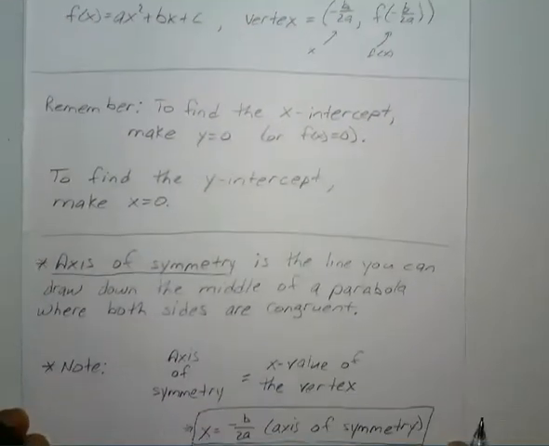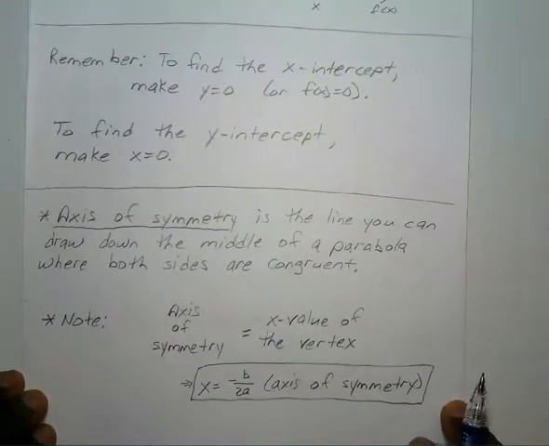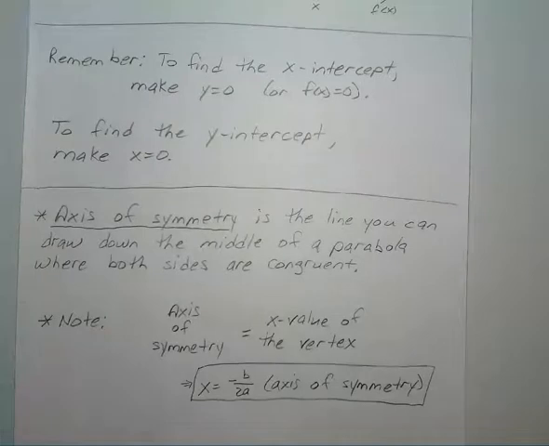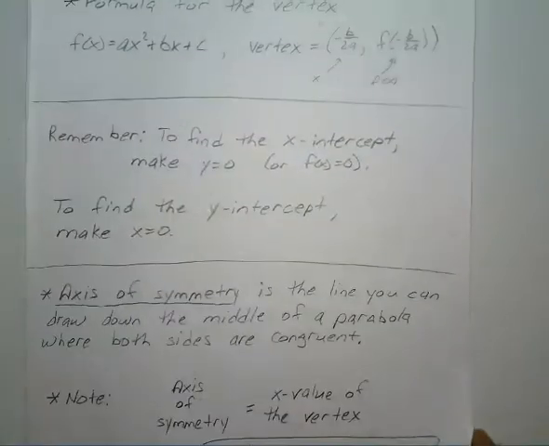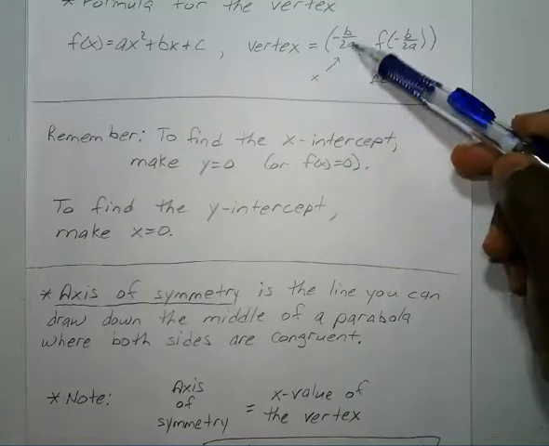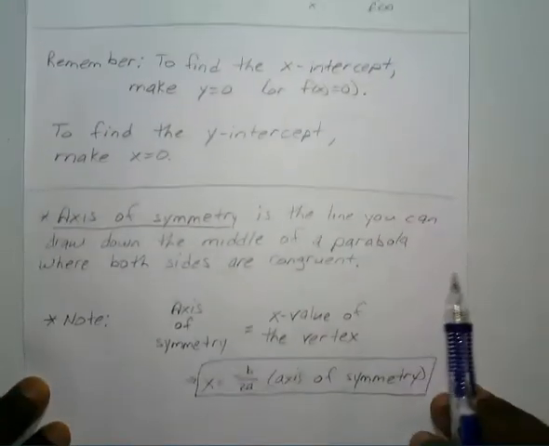Okay, now probably a new term will be your axis of symmetry. Your axis of symmetry is a line that you can draw down the middle of your quadratic function's graph, and both sides will be equal. In order to find the axis of symmetry, all you have to do is solve for the x value of your vertex. So x equals negative b divided by 2a. That's your axis of symmetry.